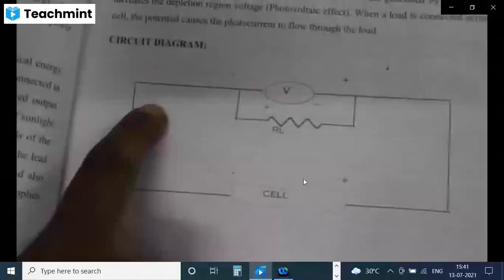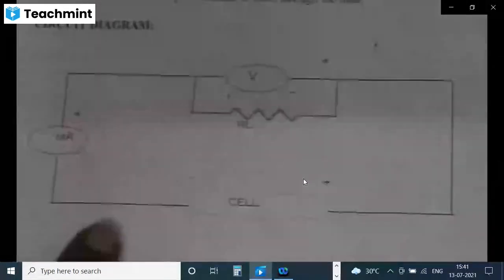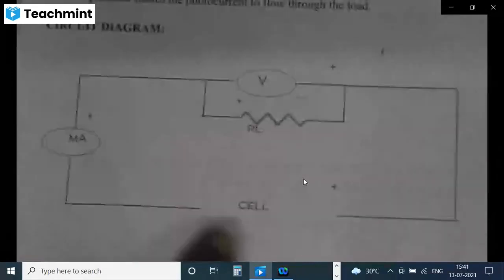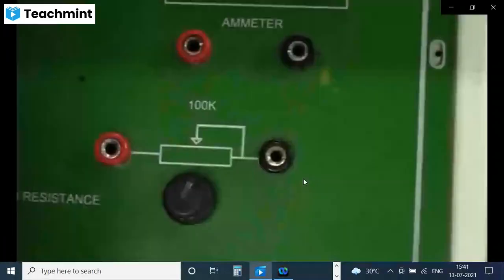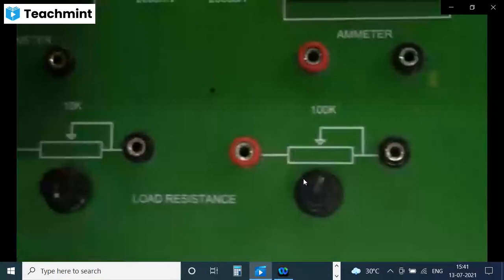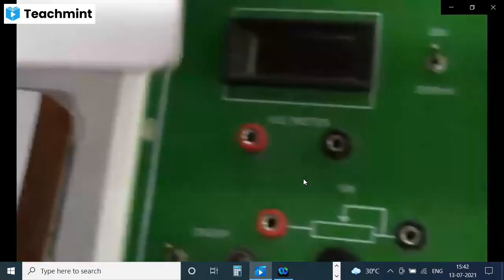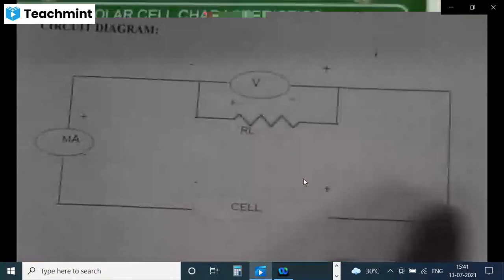So this is the circuit. How to connect the circuit? Let me explain. First, take this circuit diagram, and to connect the circuit, we use wires. These wires are called patch cords.